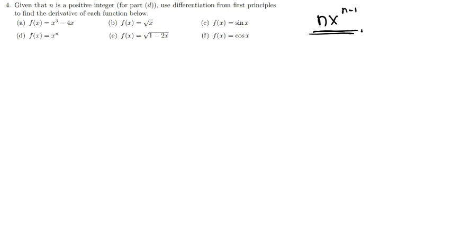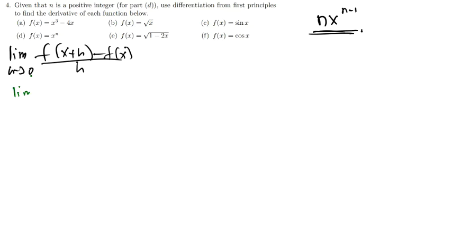So the first principle states the limit as h approaches 0 of f of x plus h minus f of x, divided by h. One thing that should come to mind is that where there is x, we replace it with x plus h. So I'll have the limit as h goes to 0 of x plus h raised to the power n, minus the original function x raised to the power n, divided by h.